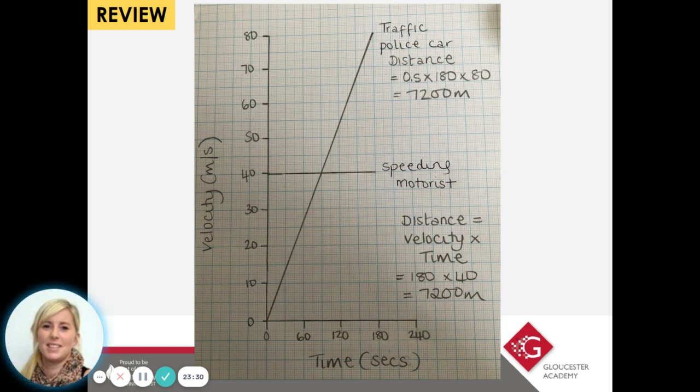And then you could say a question like, well, at what point are their velocities the same? And I would find the point where the lines cross over, and then I'd read down, and then I would get to 90 seconds, and I'd say at 90 seconds, their velocity is the same. So you could also extrapolate that from the graph.